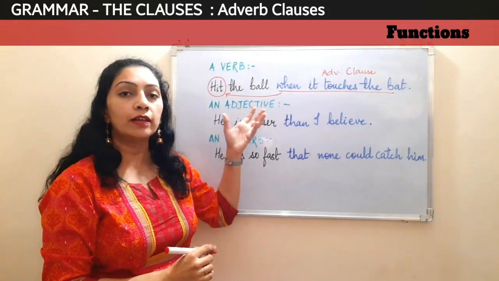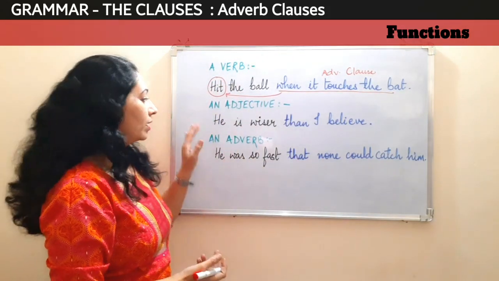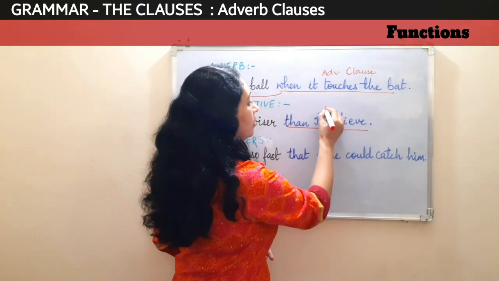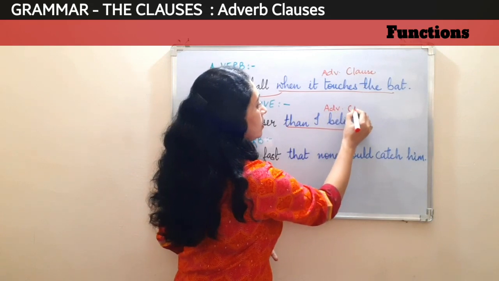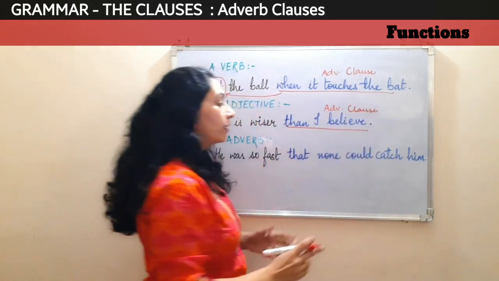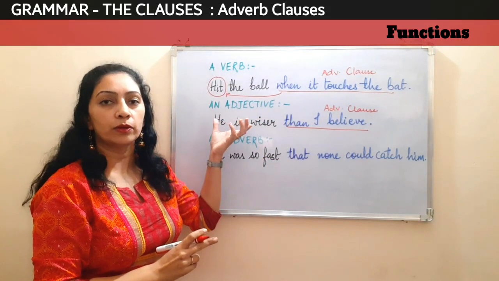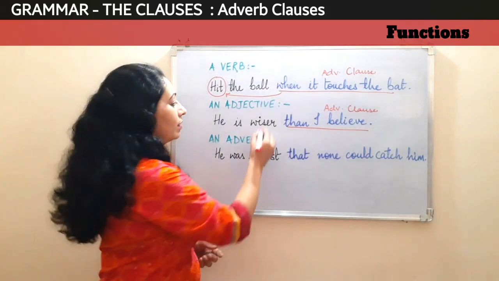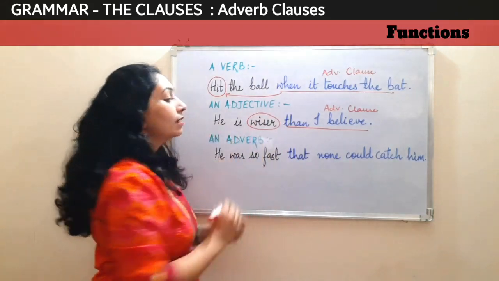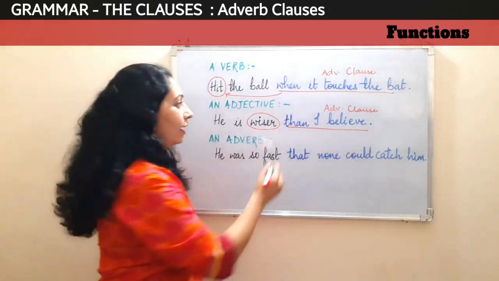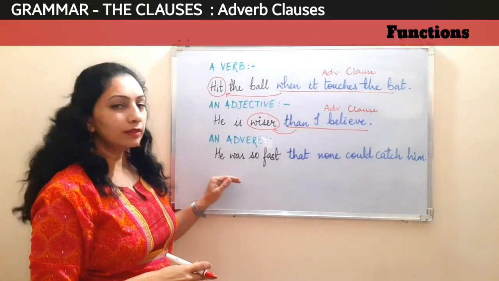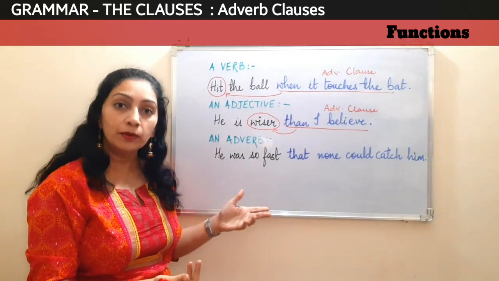How does it modify an adjective of the main clause? He is wiser than I believe. Now than I believe is an adverb clause, but it is modifying an adjective in the main clause. So in the main clause, he is wiser. What is an adjective here? Wiser. It is the comparative form of adjective and it is modifying this adjective in this case. Look at the third one where it modifies an adverb.